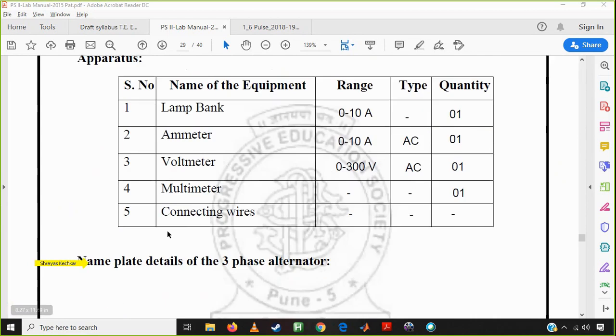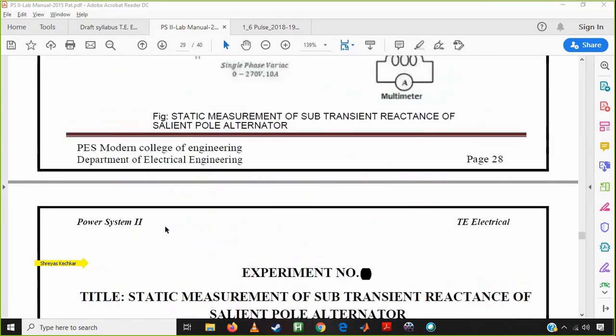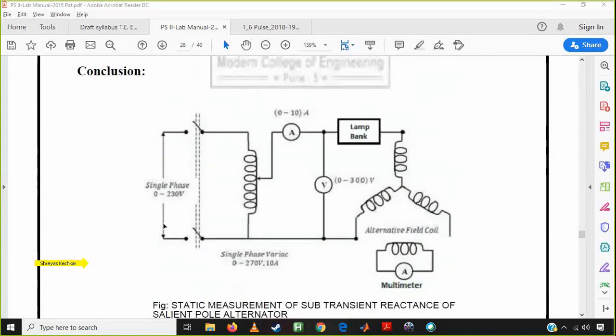Now the next one is the circuit diagram. If you see, this is the circuit diagram of the alternator for the static test. This is the alternator having the armature winding, and this is the field winding of the alternator. It consists of a lamp bank, variac, single phase supply, and for the measurement purpose, an ammeter and a voltmeter.